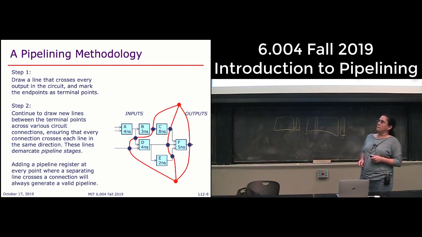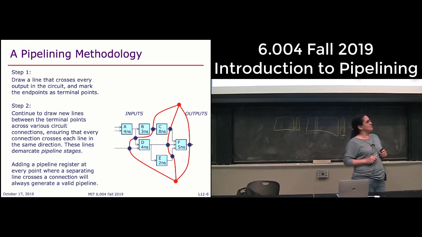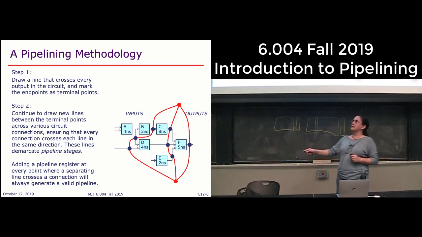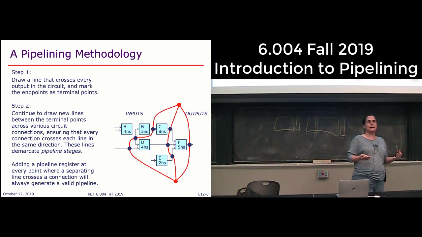And so at this point, I'm done, and I've added these circles, which correspond to registers, every single place where the contours cross my wires. And now if you look closely, you'll see that on every input to output path, I have exactly 3 registers. Okay, so I have a well-formed pipeline.